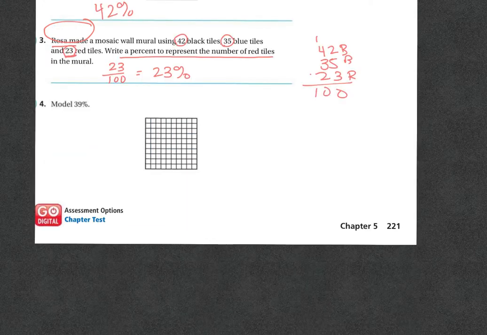The next one is asking us to model 39%, so that means I need to color 39 blocks. So this is 10 blocks, 20 blocks, 30 blocks, and then 9 blocks is going to be all but 1. And you could shade these a little bit nicer than I did. But we're going to basically be coloring 39 blocks to equal the 39%.